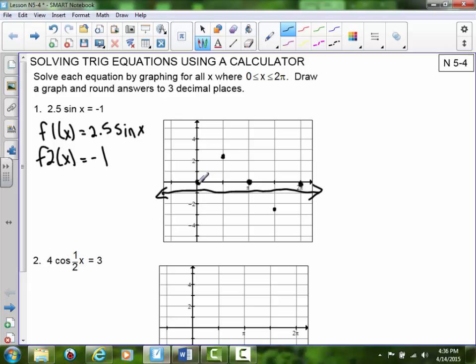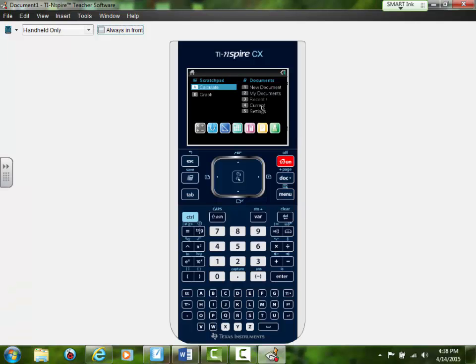Now we can see that the places where these intersect would be our solutions. But it's a little tricky to figure out what they are based on this graph. So we're going to use graphing on our N5-4s. On our N5-4s, we're going to select graph.